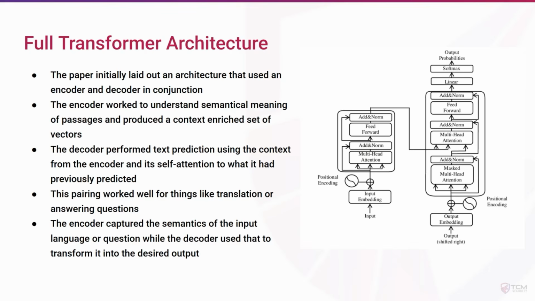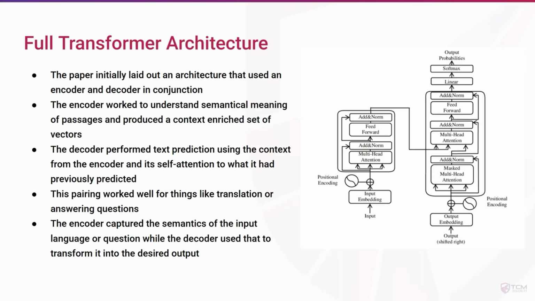So interestingly, the paper laid out a full transformer architecture that used an encoder and decoder in conjunction. So in this picture, on the left-hand side here, we have the encoder portion of it. And then on the right-hand side, we have the decoder portion. The encoder worked to understand the semantic meaning of passages and produced a context-enriched set of vectors. You can think of this kind of like Word2Vec, where we were able to train actual vector representations of words. Well, now the encoder is able to take those and have them all look at each other and update their context to take into account all of the other words. So the output of that would then be that enriched set of vectors.